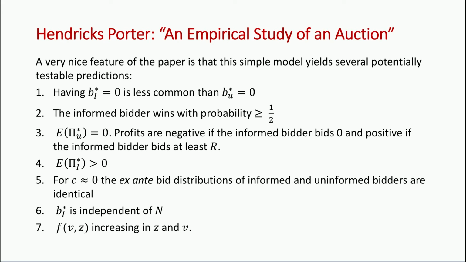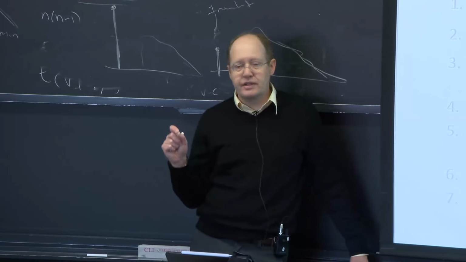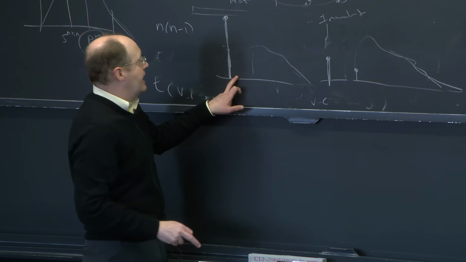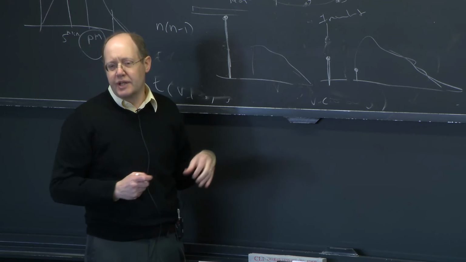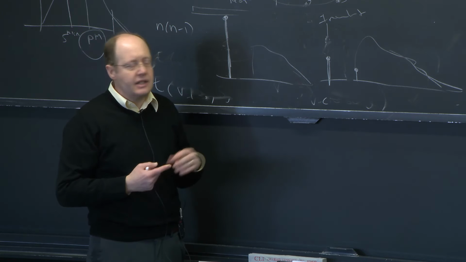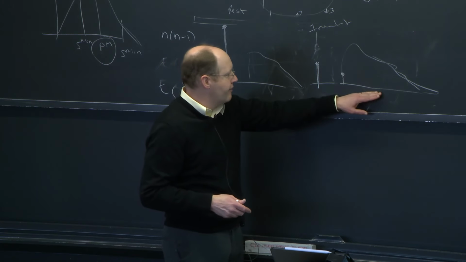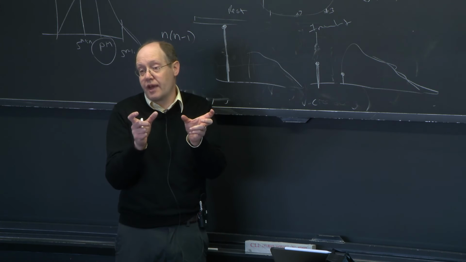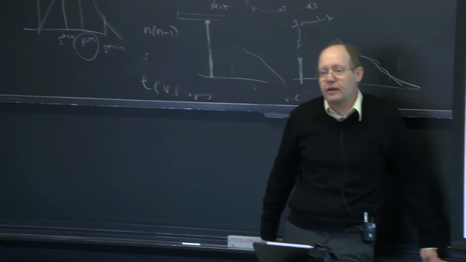A much less obvious statement is that when the cost C is close to zero, so the two firms don't have big cost differences, the ex ante bid distributions of the incumbents and the entrants and the uninformed bidders converge to each other. So as C goes to zero, this is a bid distribution that comes from bidding based on what you know about the value. This is one that comes purely from randomization, but these two distributions approach each other as C goes to zero. And in the C equals zero limit, these two distributions would be identical.